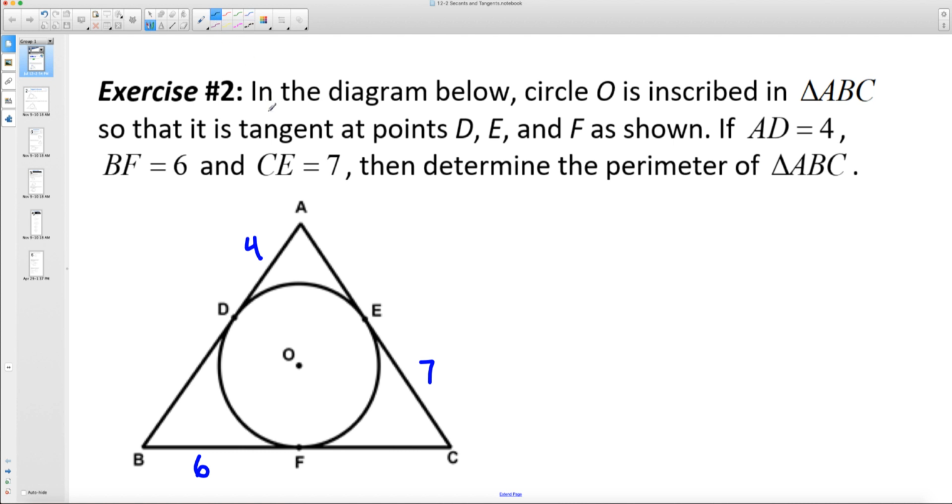Okay, now using our rule that tangents drawn to the same external point are congruent, we can say AD and AE have to be congruent. CF and CE have to be congruent. BF and BD have to be congruent. So if AD is 4, AE is 4, CE is 7, CF is 7, and if BF is 6, BD is also 6. If we want to find the perimeter, perimeter means add up all of our sides. So this is 10, this is 11, and this is 13. If we add that up, 10, 20, is that 34? 34 would be our perimeter, 34 units.